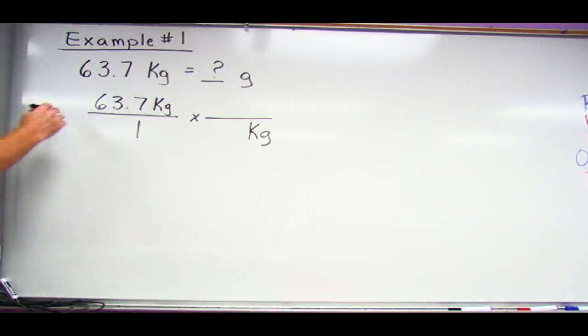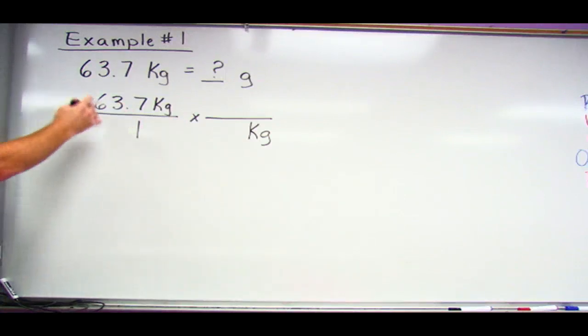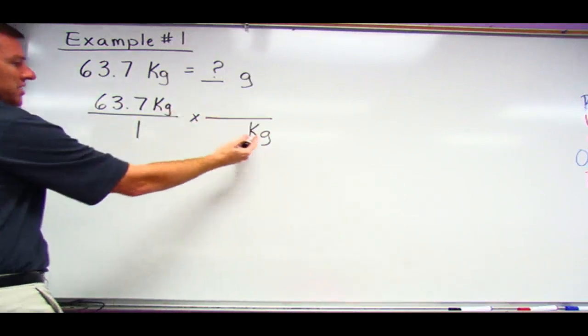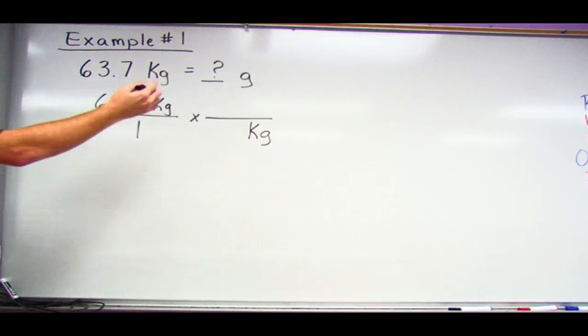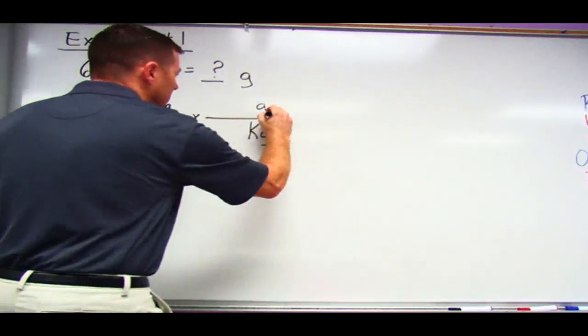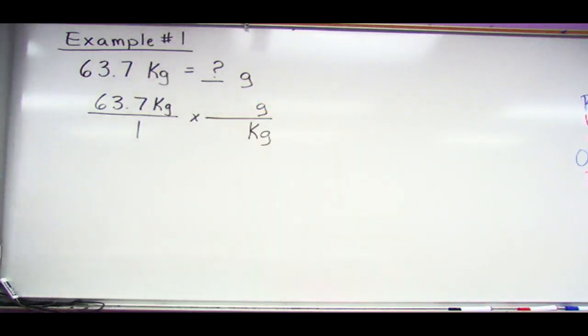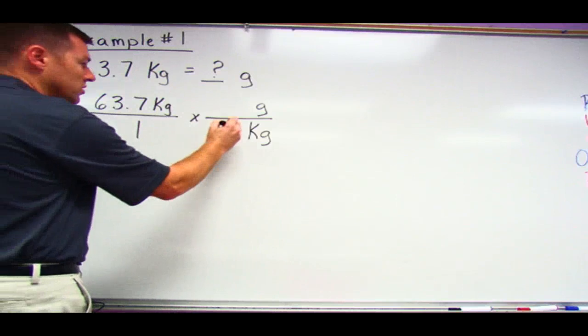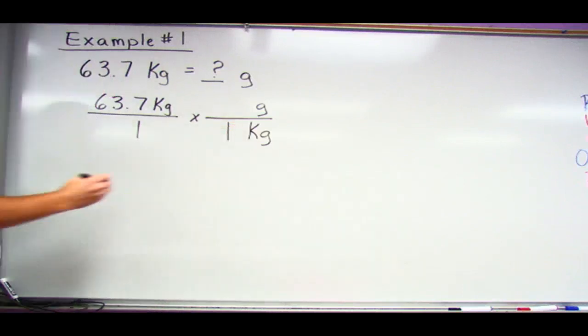So we have 63.7 kilograms over 1, our given. Then we're going to bring kilograms down. Now we're going to go straight to the base unit, which is grams. Then you ask yourself, which one is larger? Is kilograms larger than grams, or grams larger than kilograms? In this case, kilograms is larger than grams, so it gets a 1. We always give the larger unit a 1.